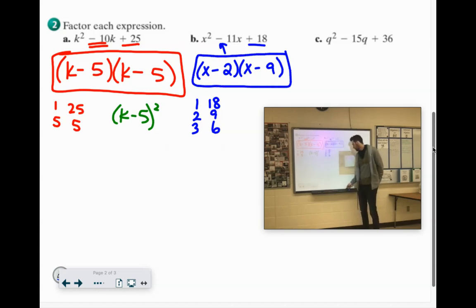Now this last one, I'm going to leave for you. Think of two numbers that multiply to 36 and add up to 15. They have to both be minus. Try it out.